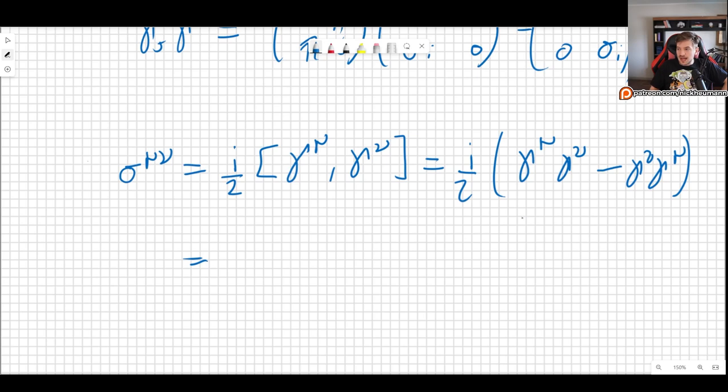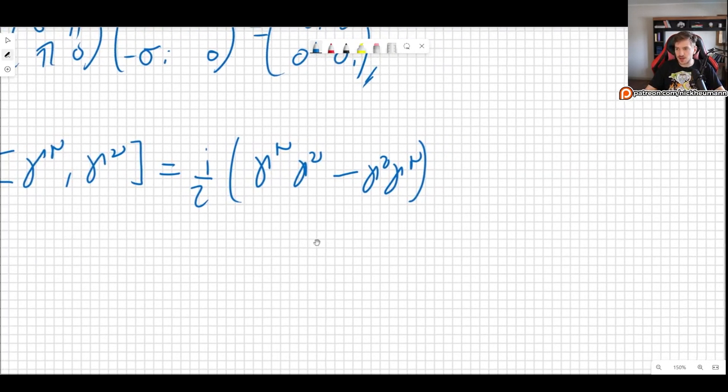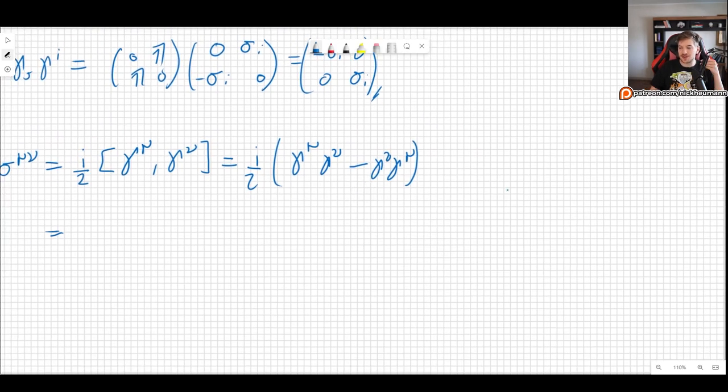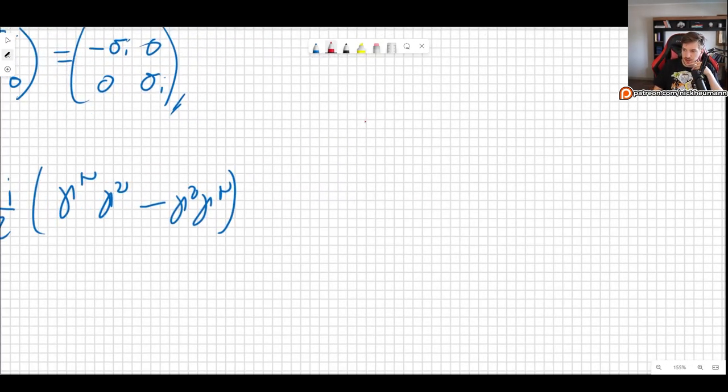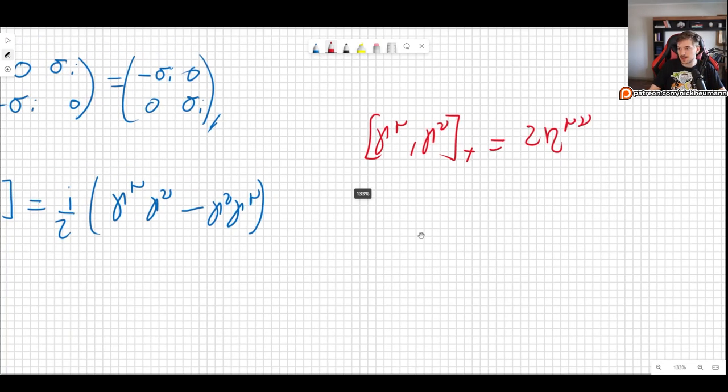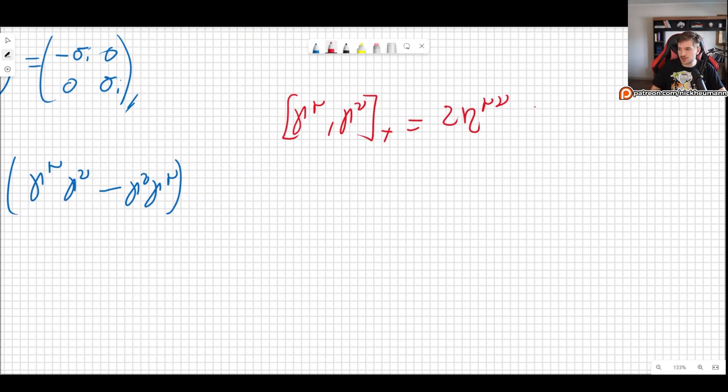And now we can find a new way to write this down. How, you may say? Well, because we know that the Clifford algebra, always, the Clifford algebra says, again, gamma mu, gamma nu, the anti-commutator, not commutator, is 2 times eta mu nu. All right, so what is the anti-commutator? The anti-commutator is gamma mu gamma nu plus gamma nu gamma mu.